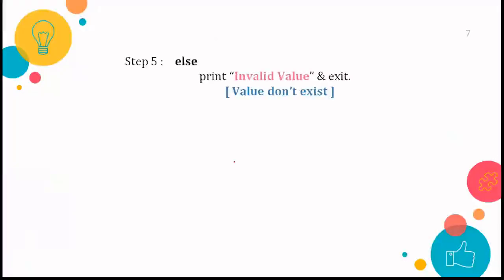And else we will print invalid value and exit. If after searching the whole linked list, let's say we are given a certain list and we have traversed the whole list, but we did not find the value that we wanted to search till the last node, then we will just print invalid value and exit.